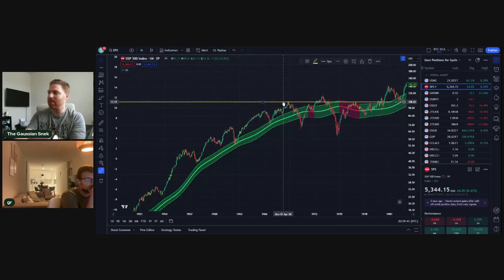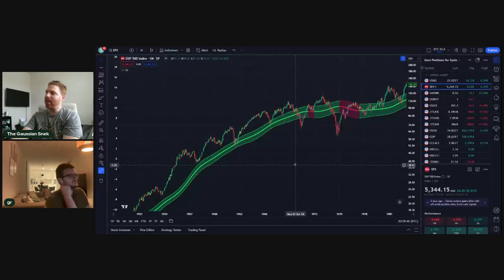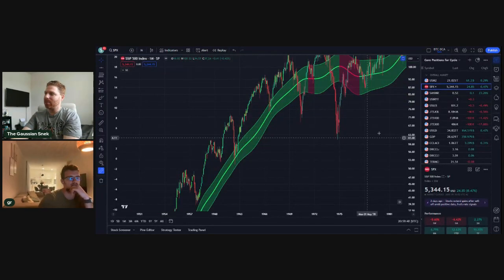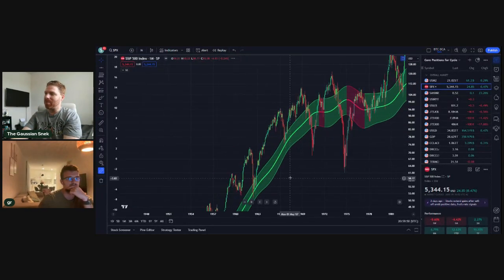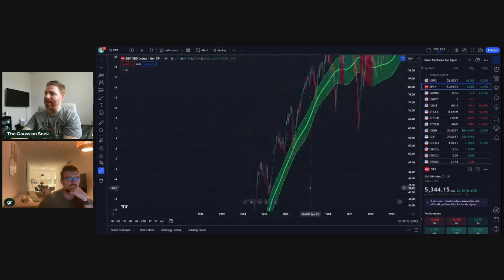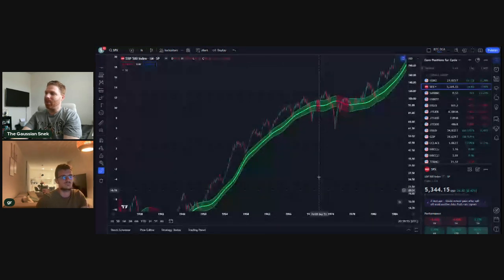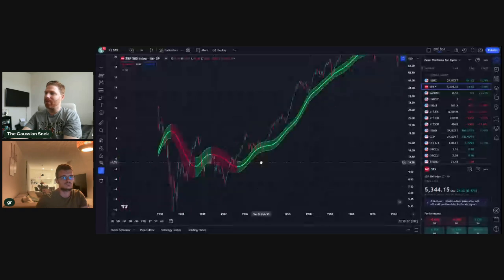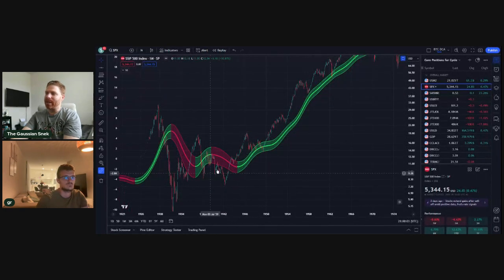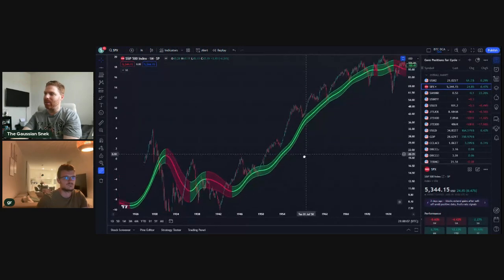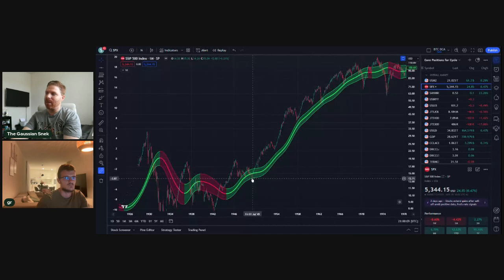So in the 60s, but see, I actually did a study on this too. I like to look at the Gaussian channel because it tells me about prevailing market momentum over like a decade, right? And so we can see, okay, we emerged from this sideways period back in the 30s. This was the Great Depression, and this was like an accumulation phase over like a decade, and then a bull market started.